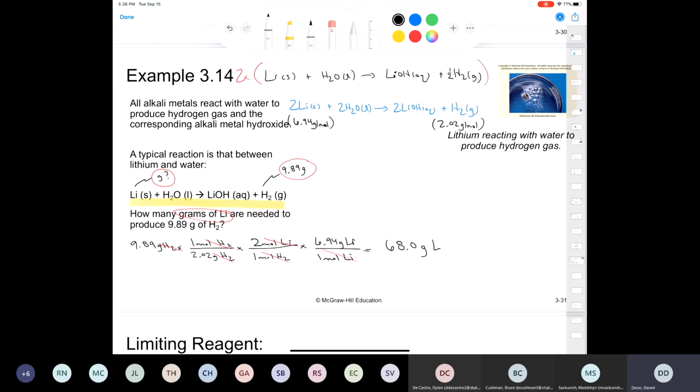68.0 grams of lithium. So all you have to do is go to the lithium store, buy 68 grams of lithium. You combine that with water, and you, my friend, will make 9.89 grams of hydrogen. You collect it. I don't know what you're going to do with it, but anyhow, you could.